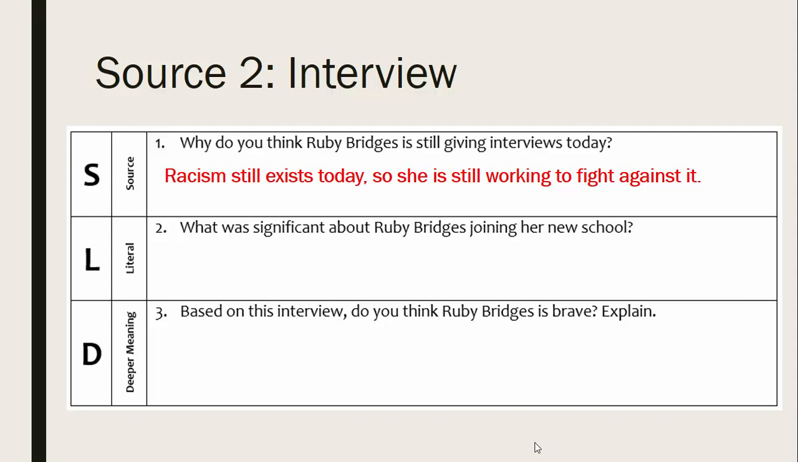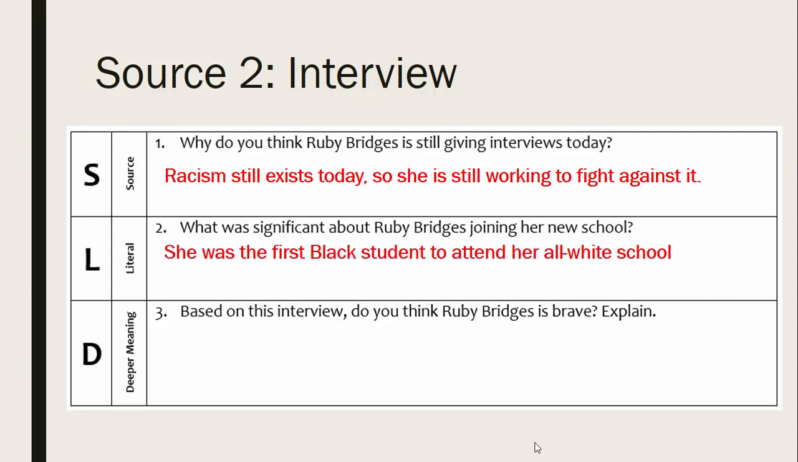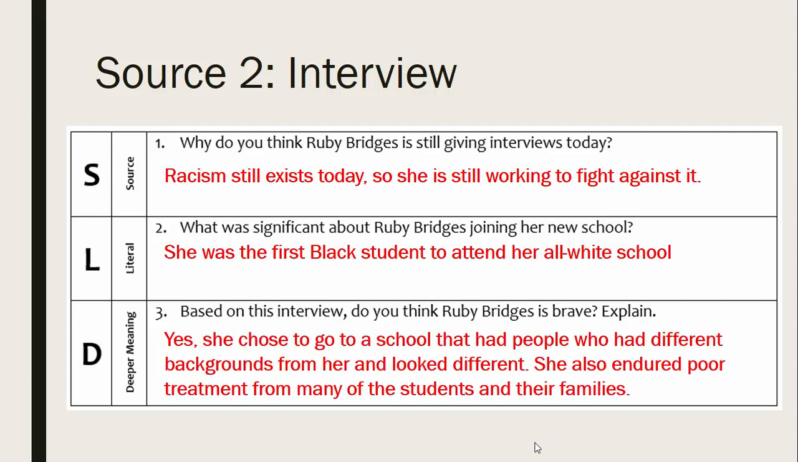Number 2, what was significant about Ruby Bridges joining her new school? It was that she was the first Black student to attend her all-white school. She helped begin desegregation in New Orleans. And then finally, number 3, based on this interview, do you think that Ruby Bridges is brave? I put yes, and I put it's because she chose to go to a school that had people who were from different backgrounds from her and looked different. She endured poor treatment from many of the students and their families.